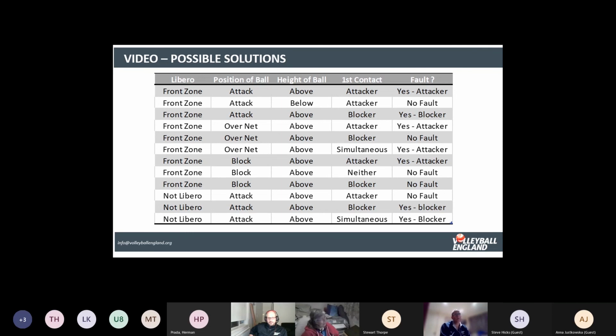Okay, where did it come from? Was the ball over the top of the net? Yes, it was. Where was the position of the libero? Front zone. Okay, was it attacked? Yes, it was. Okay, fault. And just go through that process. Similarly with the other back row attack faults. Was the back row player in the front zone? Yes. Was the ball higher than the top of the net? Yes, it was. Did the attack hit complete? Yes, it did. Fault. Yeah, and just go through that process so that you make those judgments.